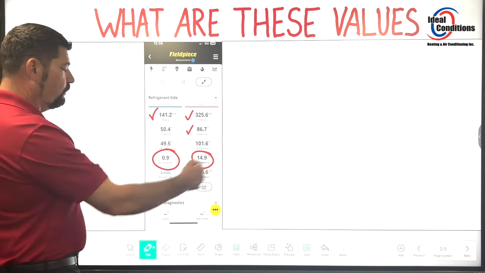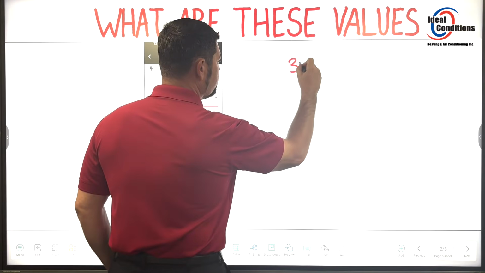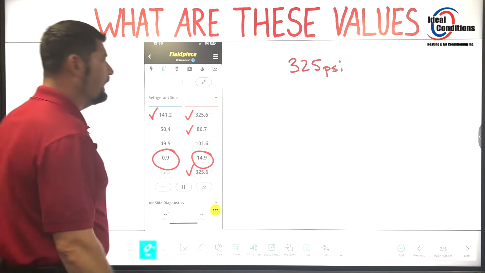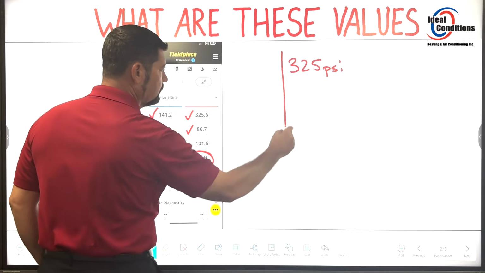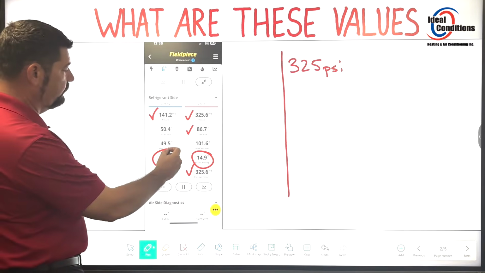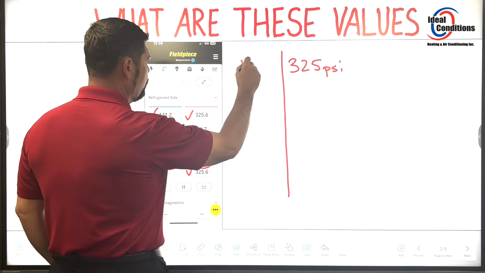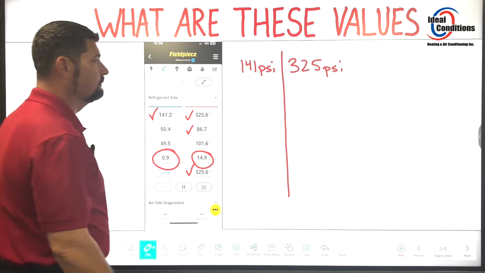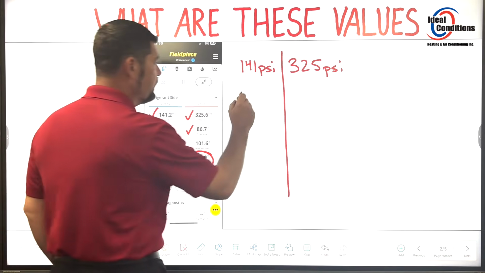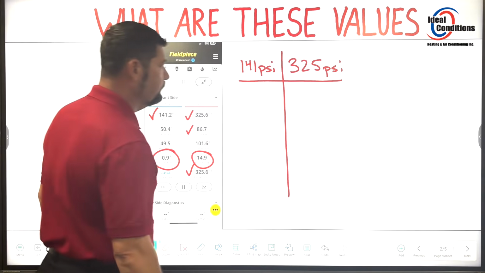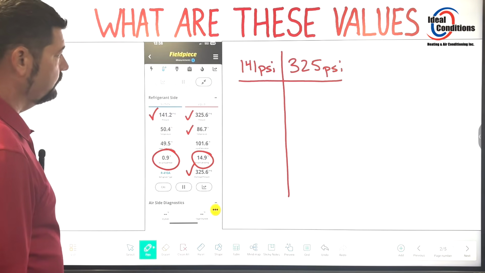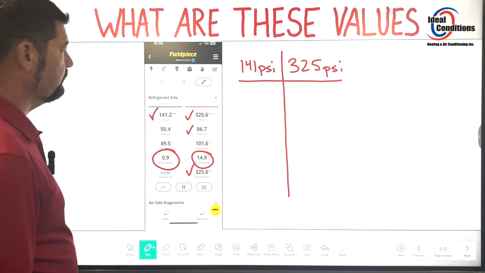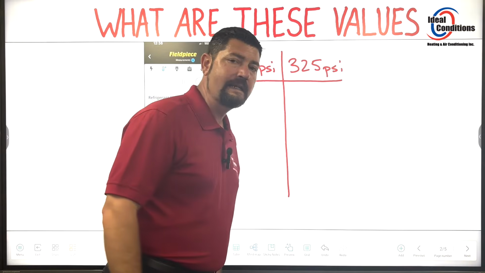And so what we're saying is you have 325 psi on the high side, and you have 141 psi on the low side. Well, you said it was perfectly fine. How many times did you do that this week? Or this summer? Why? Because you had a split across your evaporator coil that was 19 or 18 or 20?